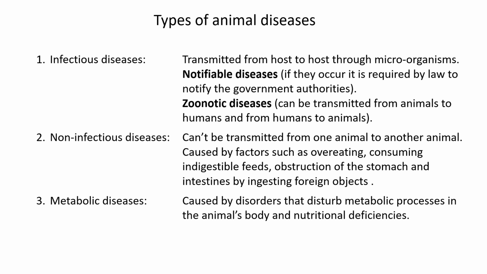So secondly, non-infectious diseases. They cannot be transmitted from one animal to the next, and are caused by factors such as overeating. So meaning this animal has some kind of disease because it ate too much. It consumed maybe the wrong types of feed. It has an obstruction in its stomach, so it's some kind of physical blockage in its body, and also in the intestines by ingesting foreign objects. So again, this disease, shame for the animal that has it, but the disease cannot be transmitted to another animal.